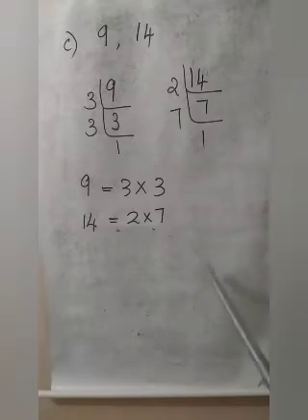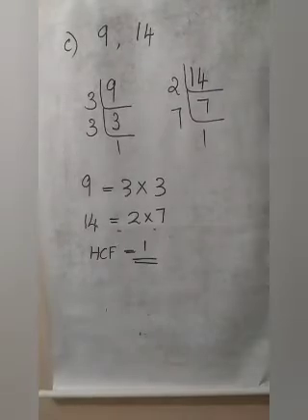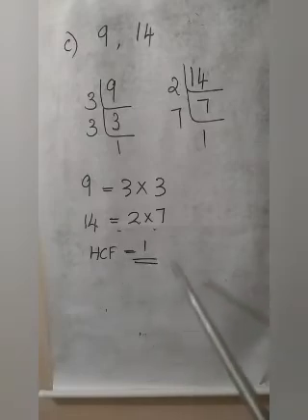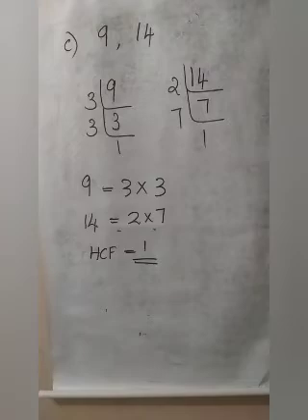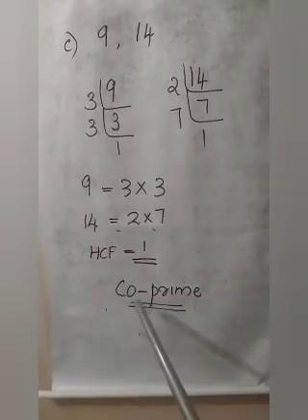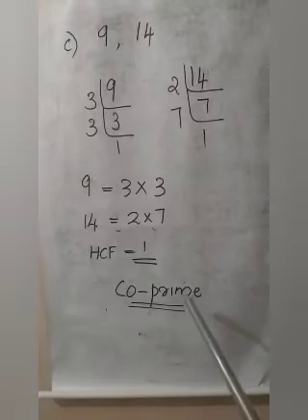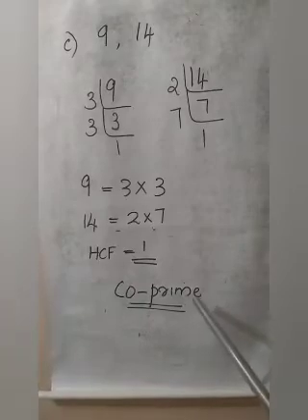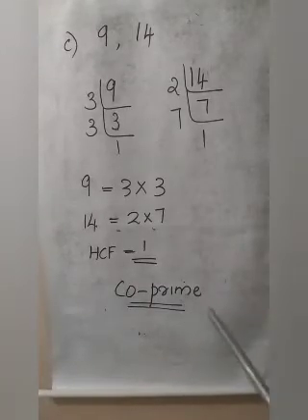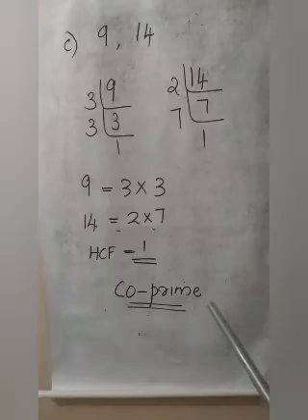No. In such cases HCF will remain 1. What is HCF? HCF will remain 1. So the numbers which do not have any common factors, their HCF will be 1. And we call these numbers CoPrime. What do we call these numbers? CoPrime. That means when the HCF of two numbers is 1, they are called CoPrime numbers. In other words, if two numbers do not have any common factors, they are known as CoPrime.